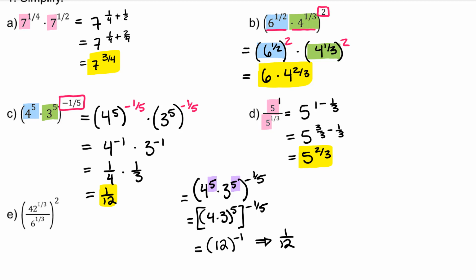Let's do that process for part E. Because 42 and 6 share the same power, let's write them as a quotient all to that power, which is all still being squared. The 42 divided by 6 in parentheses is 7, and this power to a power multiplies to be 2/3. So your answer is 7 to the 2/3.